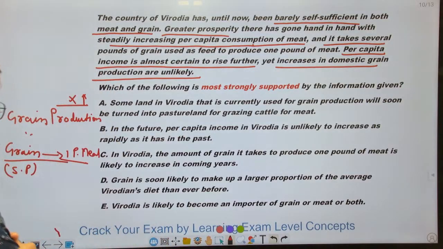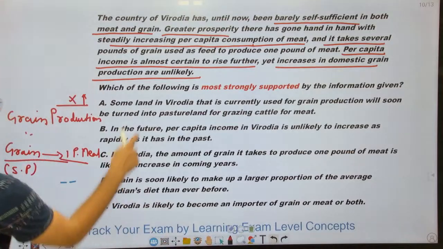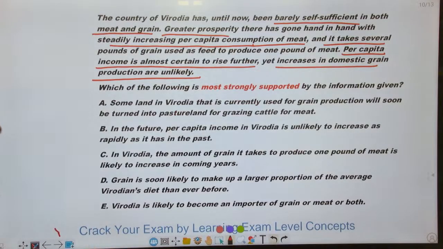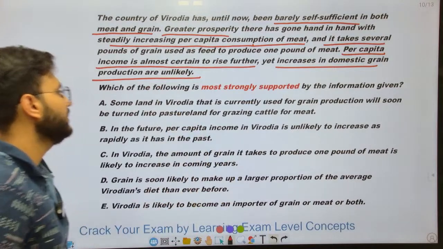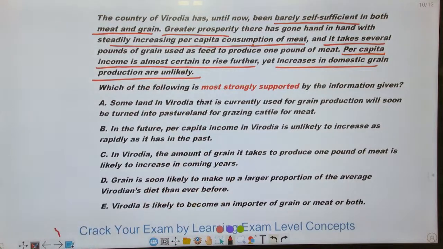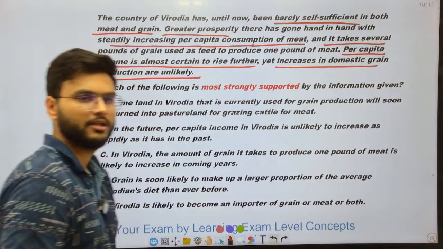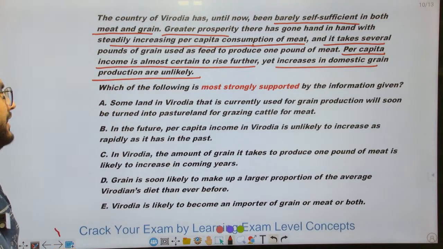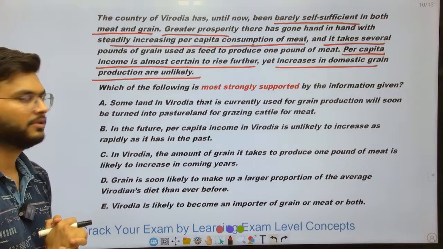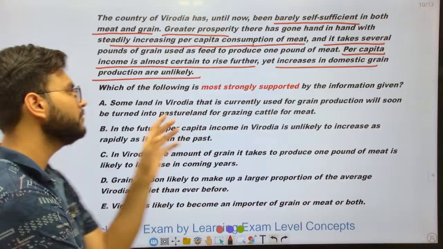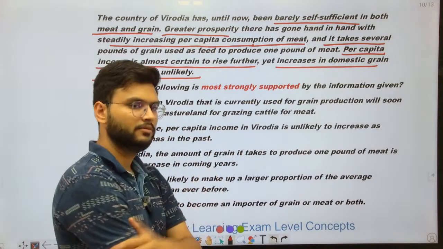Okay, let's see. Option A. What does option A tell me? Some land in the country of Erodia that is currently used for grain production will soon be turned into pasture for grazing cattle for meat. Now think about it. I already know that I need grains. Now you are saying some of the land currently used for grain production will be converted to grazing cattle for meat.